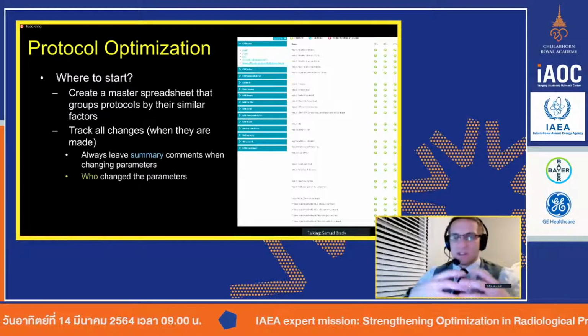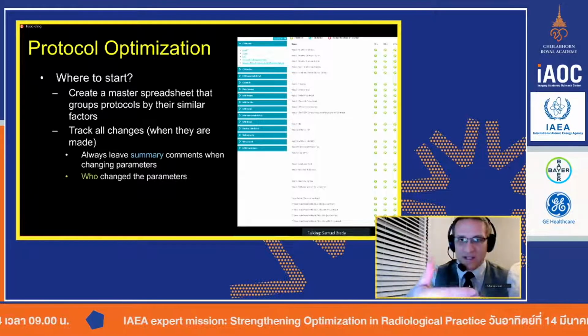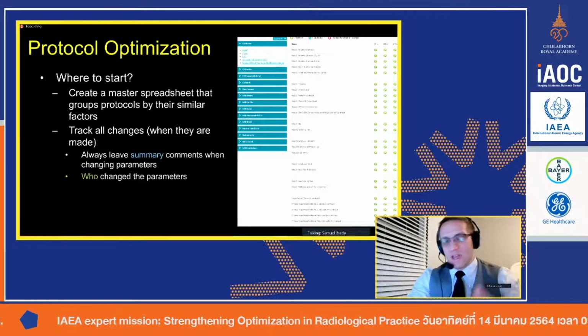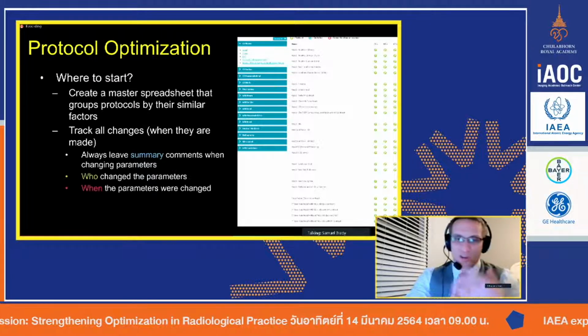We always need to summarize these changes. We need to make a running list of what we're doing. We need to indicate who makes these changes. And this is just mostly for historical purposes.